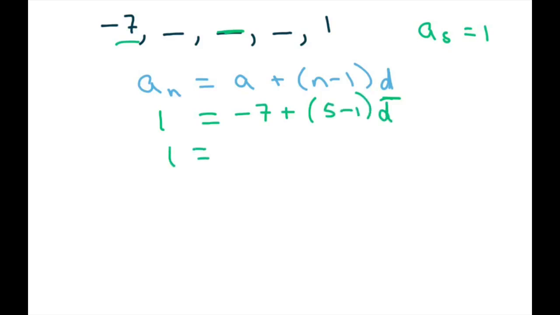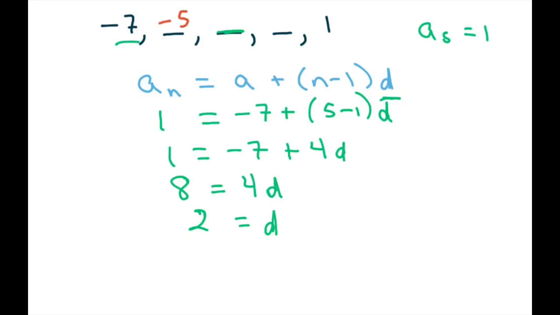So 1 equals negative 7 plus 4d. Add the 7 to both sides, you get 8. So your d equals 2, because 2 times 4 is 8. d is 2, if you divide both sides by 4. So all we're doing is going to keep adding 2. So negative 7 plus 2 is negative 5. Negative 5 plus 2 is negative 3. Negative 3 plus 2 is negative 1. And negative 1 plus 2 is 1.